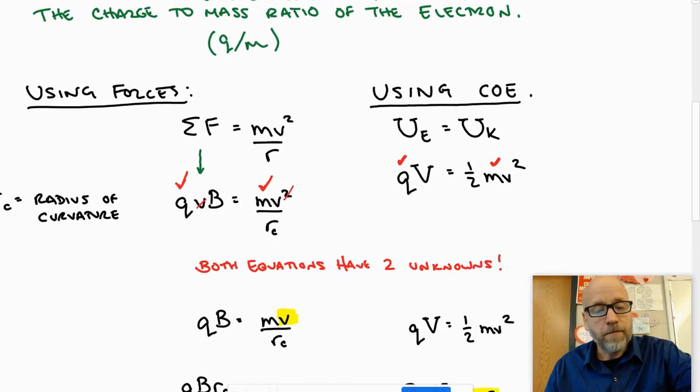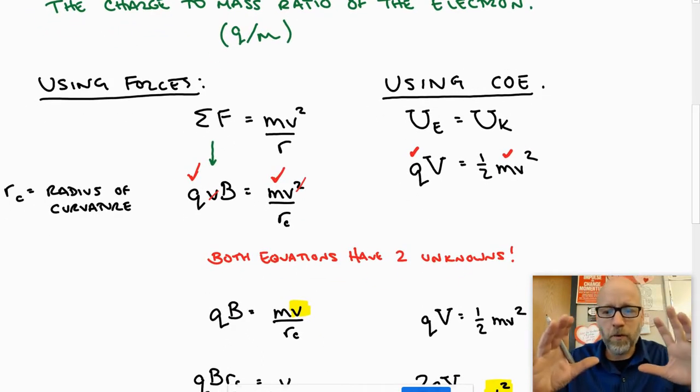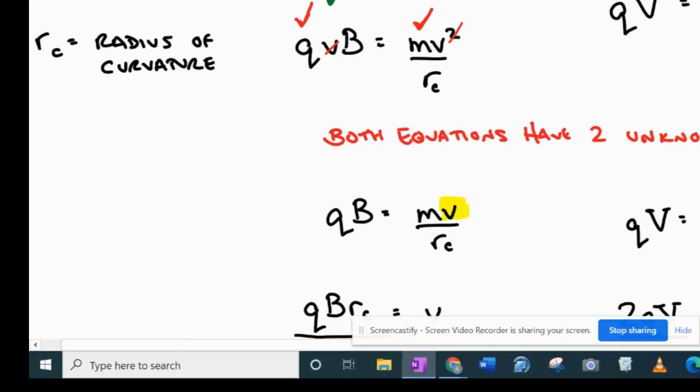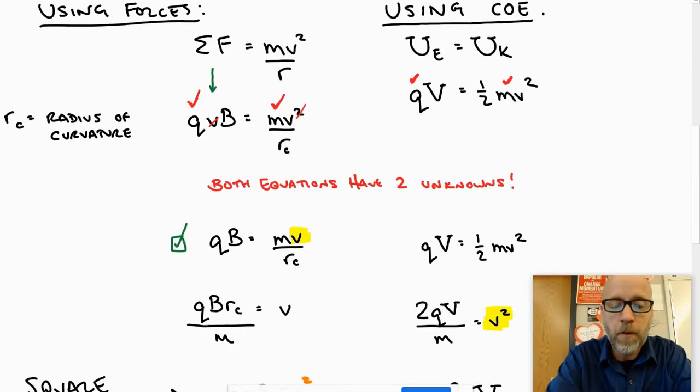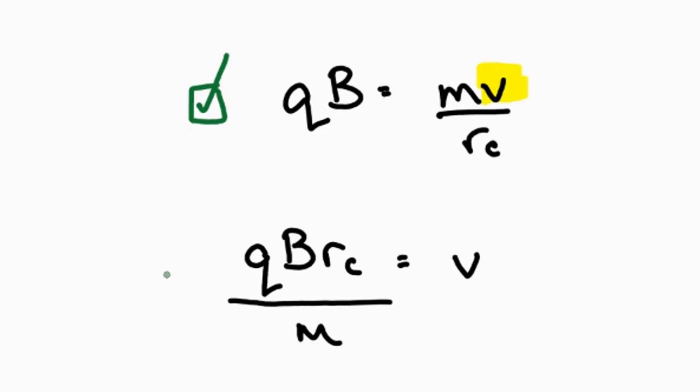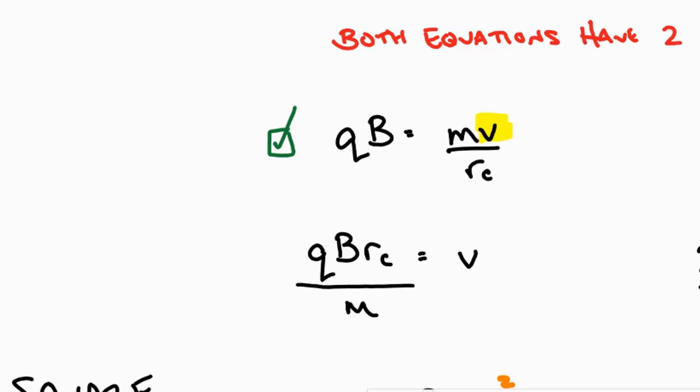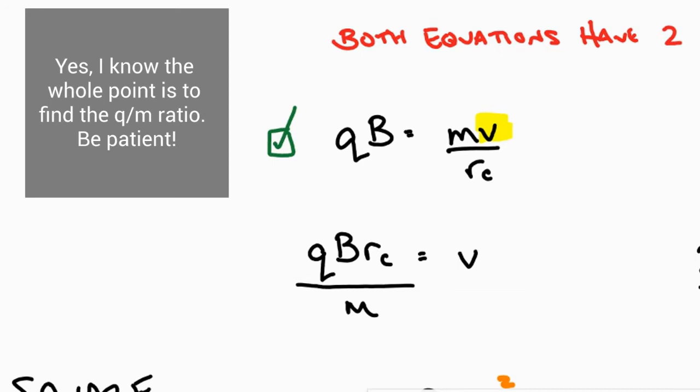So if we take a look, and this is difficult how I'm going kind of simultaneously, if I look over on the force side, I'm going to have QVB equals mv squared over rc. Now, to solve that equation and get V all alone, I end up with Q, the charge, times B, the magnetic field strength that the cathode ray tube is placed in, right? The radius of curvature, RC, which is if we can measure how much that electron curves in the magnetic field, all divided by the mass of the electron equals V.